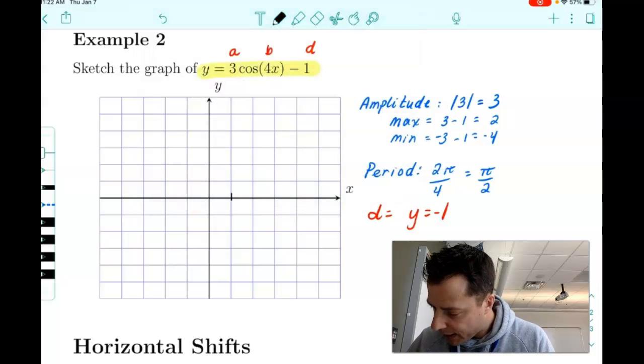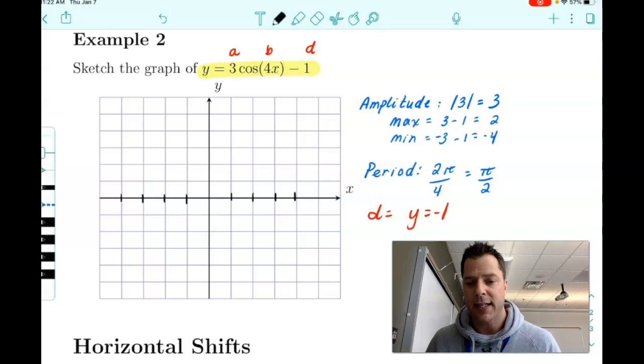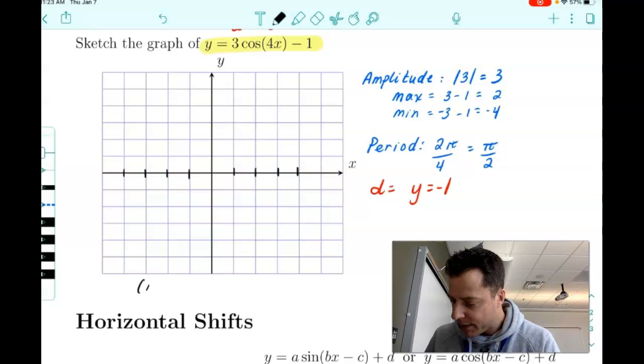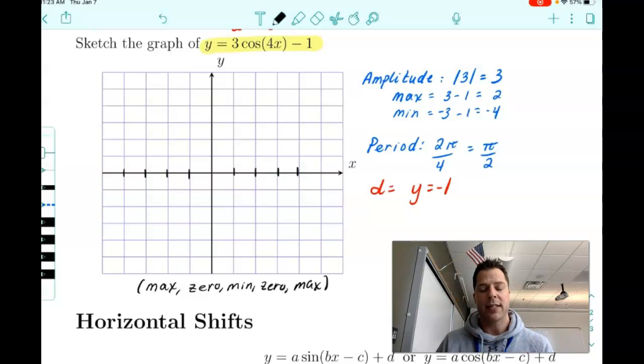Okay, so let's go ahead and find our tick marks. Remember, I break our graph into equal pieces. We always start at 0, so I need 4 equal pieces to get the 5 key points I need. With cosine, we always start at a maximum. Then we go to the 0, then the minimum, then back to the 0, and then the max. Those are our 5 key points, and now they're all going to be shifted down 1 unit, okay?